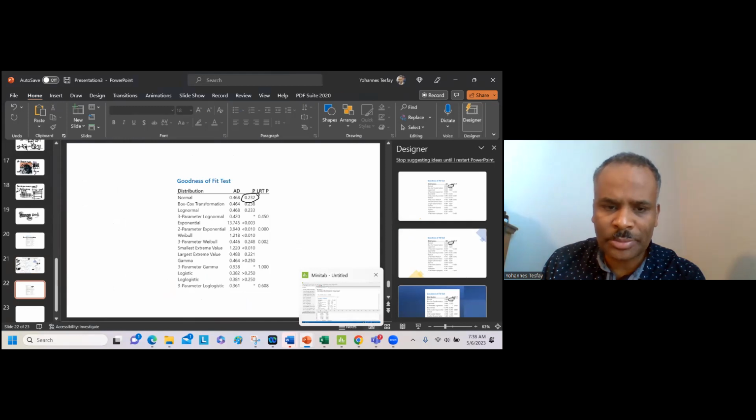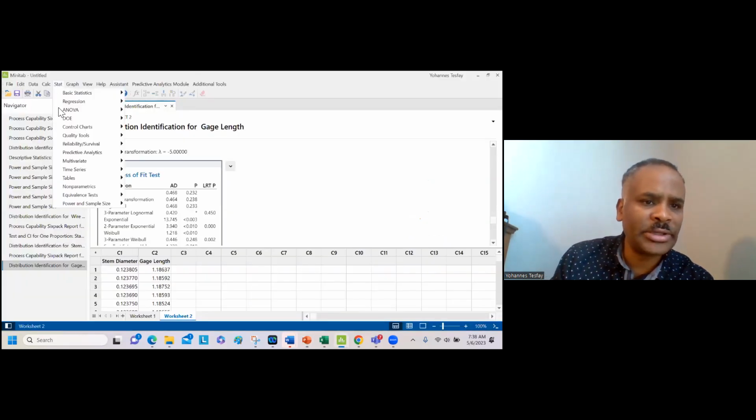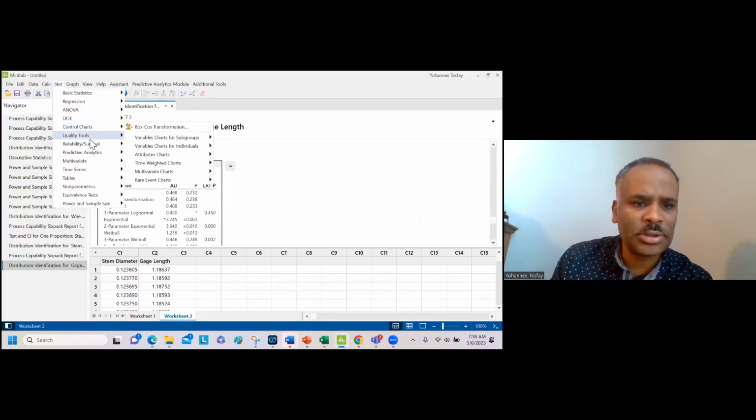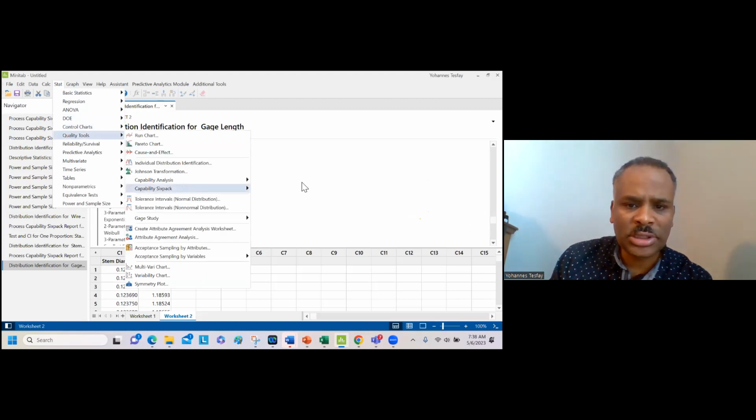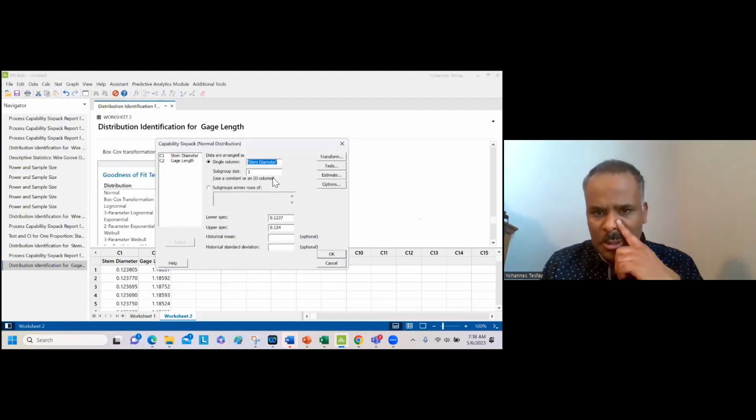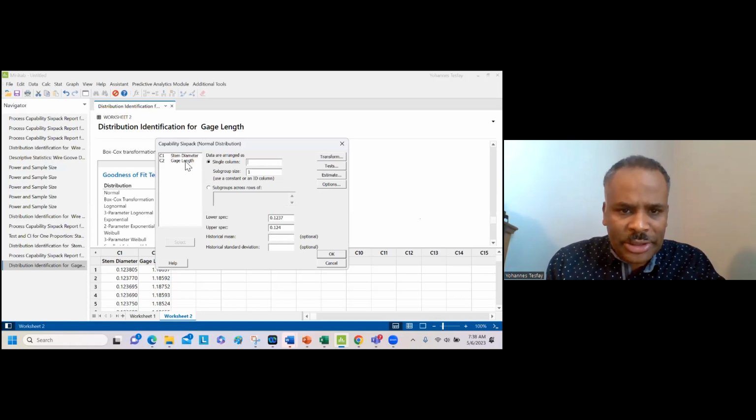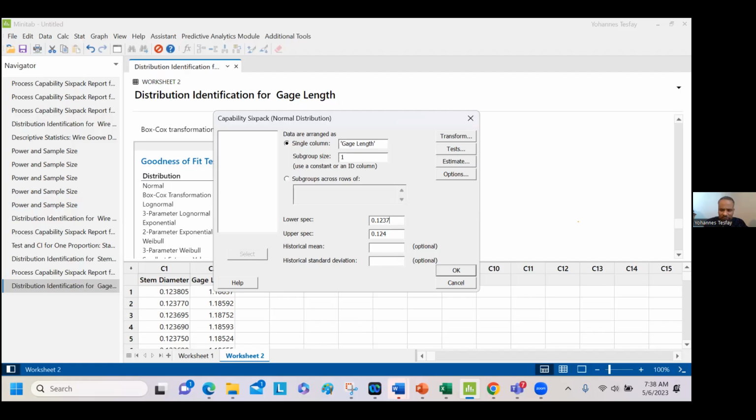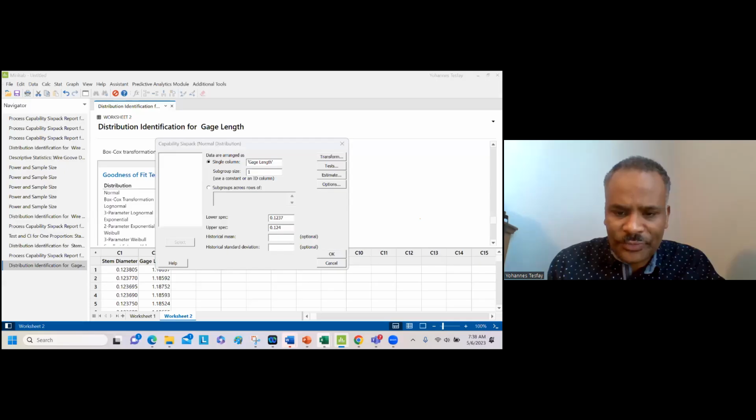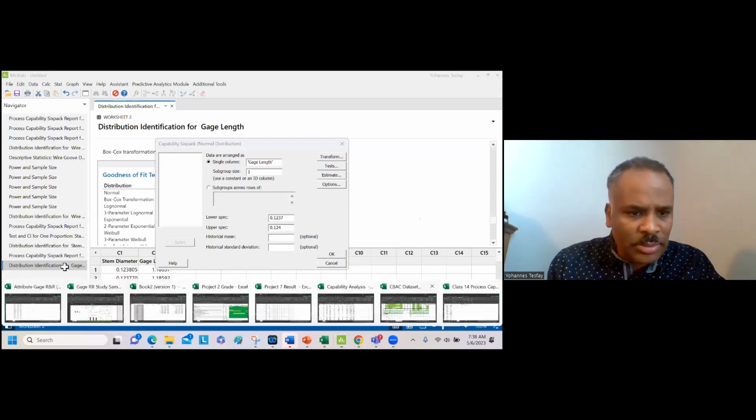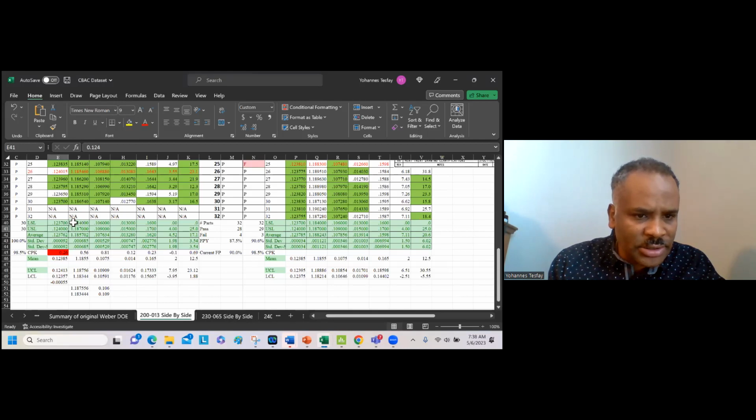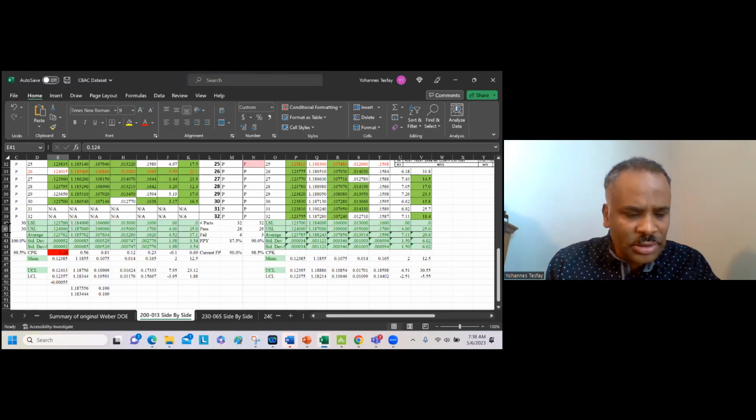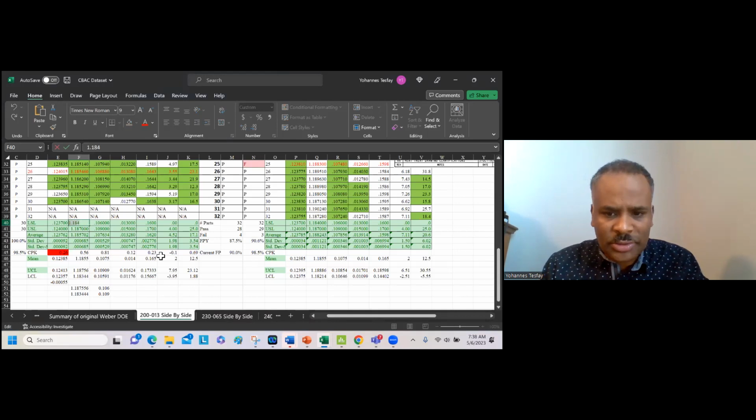Then you're gonna go to stats, quality tools, six-pack, normal. Then I'm gonna go, you see, gauge lengths like that, and specification limit. I'm gonna bring it, this is the gauge length. Lower is that one, is the lower.